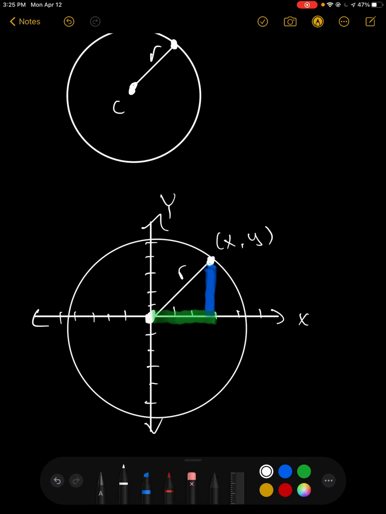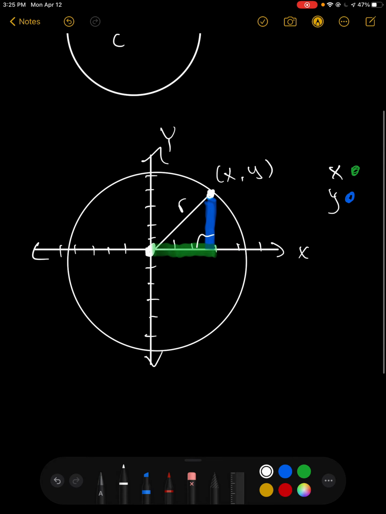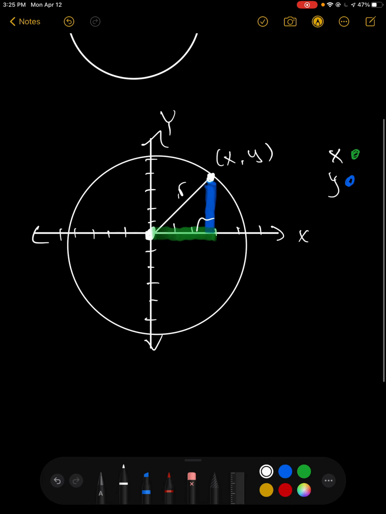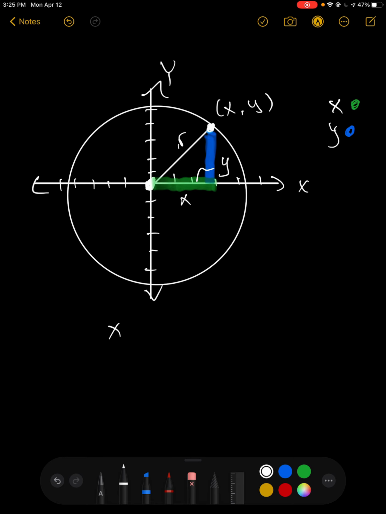So let me draw that over here. We have our point (x, y). We drew the x in green and the y in blue. What we did here is we actually created a right triangle. If we know that it's x units over and y units up, we can automatically write out the Pythagorean theorem for this. So if this is x, this is y, and that's r, the equation for this circle is going to be x squared plus y squared is equal to r squared.